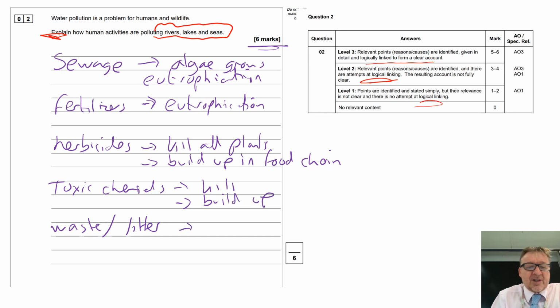Waste, right, which is then polluting things. So what we could have is plastics eaten. We could have animals caught in a net. Not biodegradable. All right, now I'm going to go back to the question again.